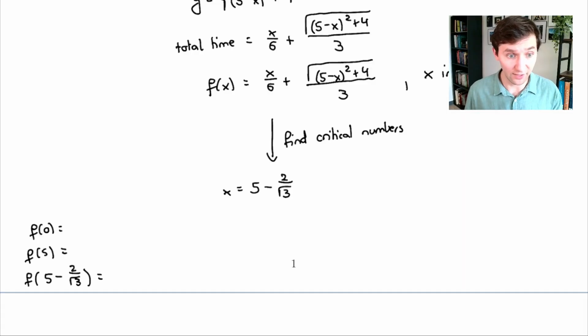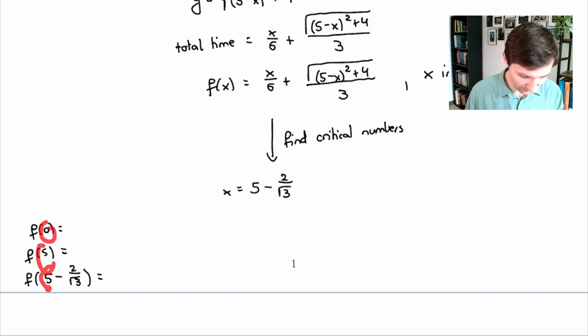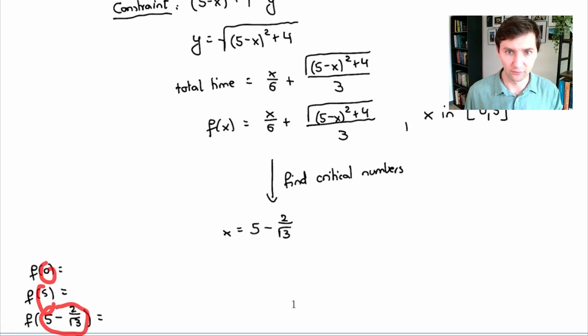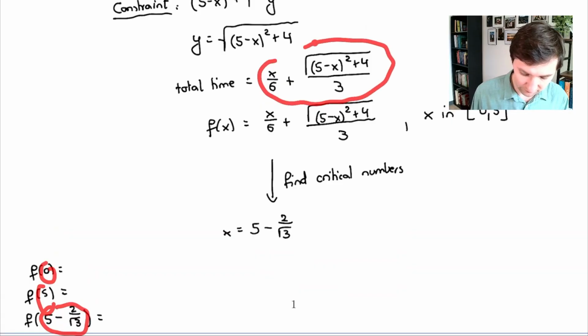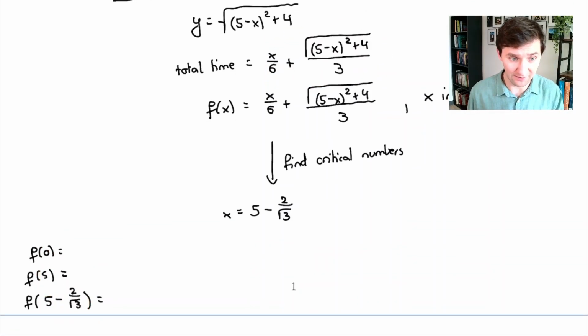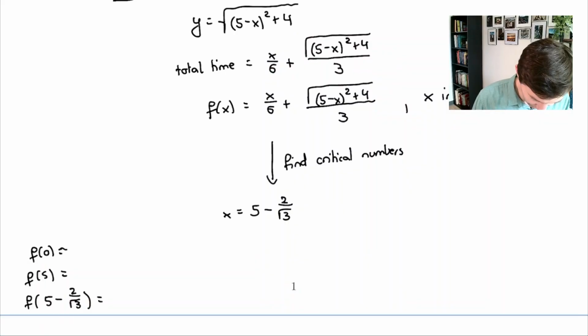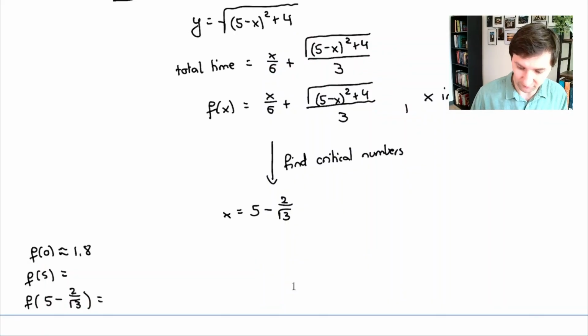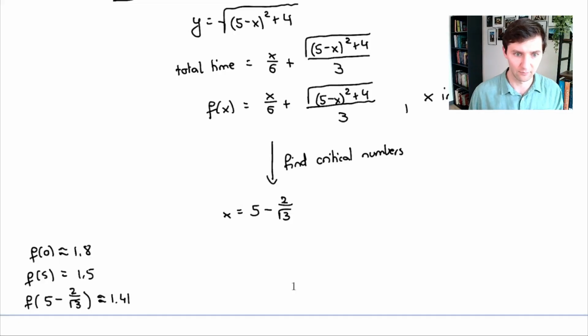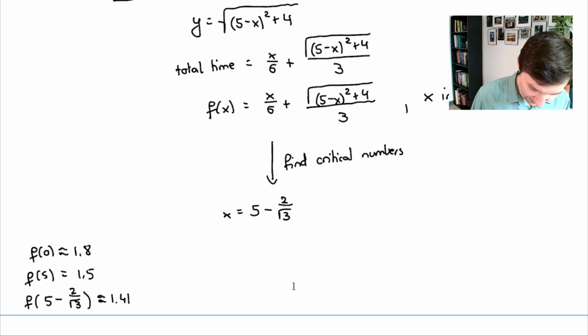I used the calculator to evaluate these expressions. I plugged in 0, 5, and our critical number into our original function. When I plugged in 0, I got approximately 1.8. When I plugged in 5, I got 1.5. And when I plugged in the critical number, I got approximately 1.41. The smallest number is the one given by the critical number. This is our absolute minimum.